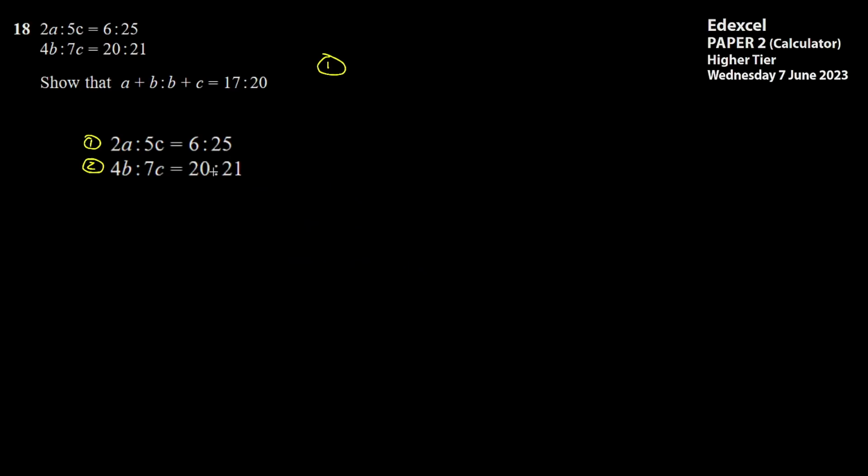Let's first of all look at equation 1. Let's turn these into fractions. I can say that 2A over 5C is equal to 6 over 25. That's the definition of ratios. We can turn them into a fraction. Well, if we divide both sides by 2 and multiply both sides by 5, we will create a huge simplification.